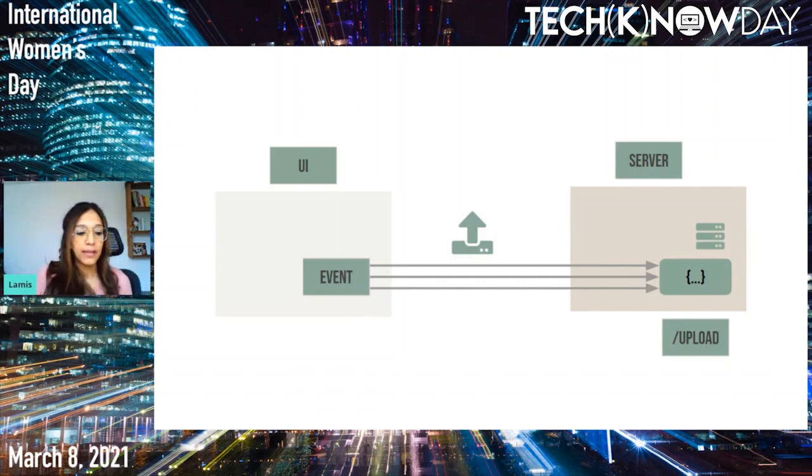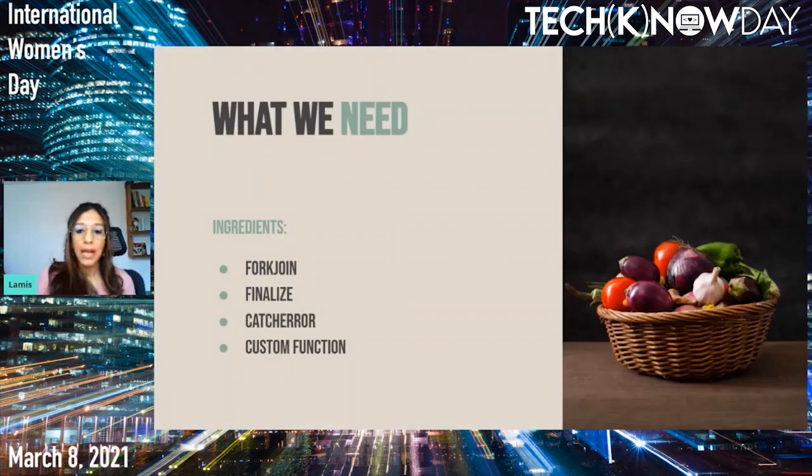What I need then is a response whether my files were uploaded successfully or an error or exception happened. And if this happened, I want to know why in my UI. I want to know why this file wasn't uploaded successfully. This is the sample for demonstration purposes. And what we will need in order to implement this is the forkJoin, finalize, and catchError operators, and a custom function. Those are our ingredients for this recipe.